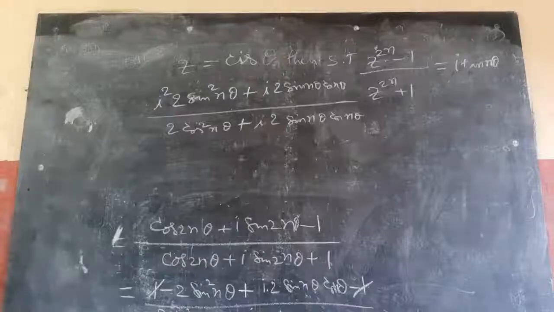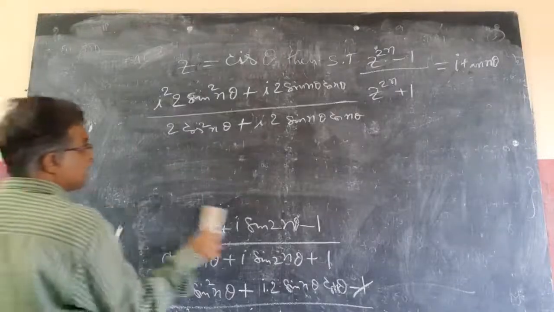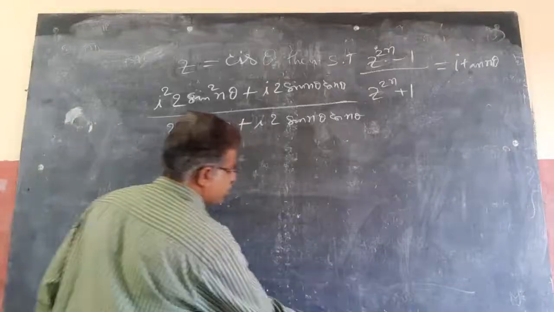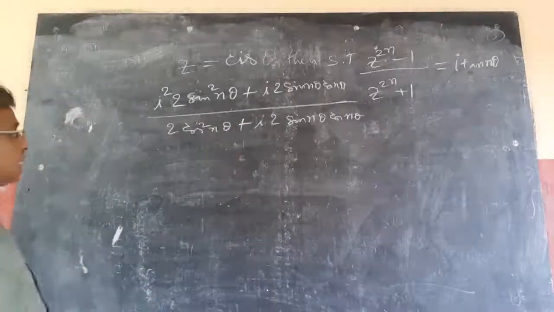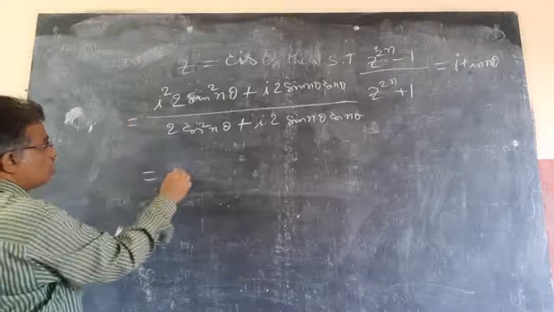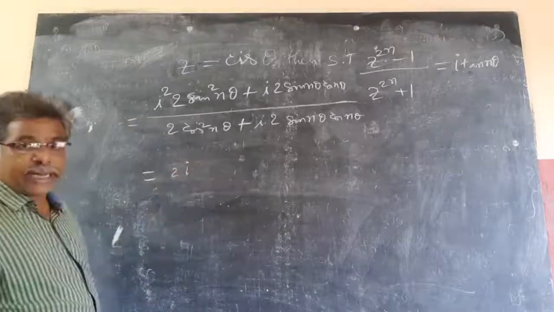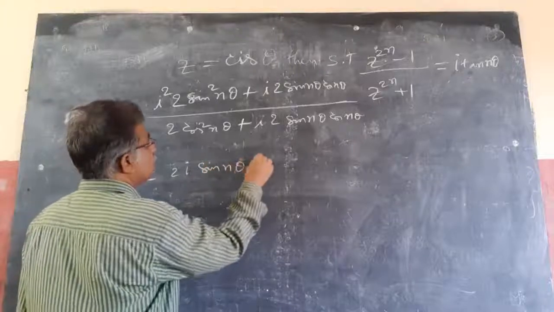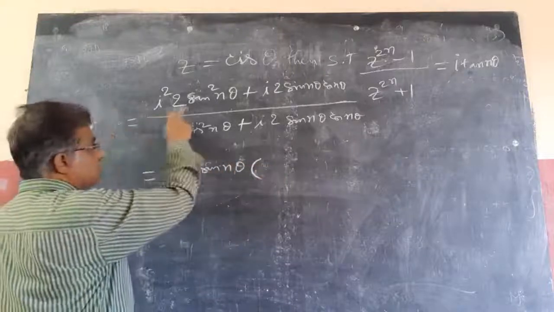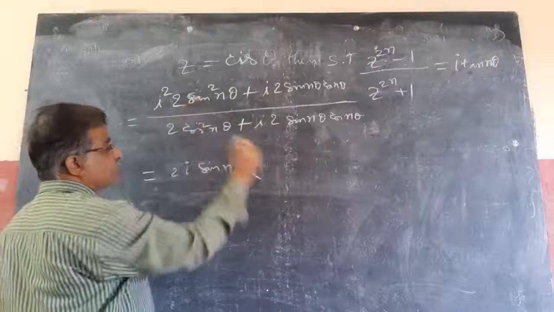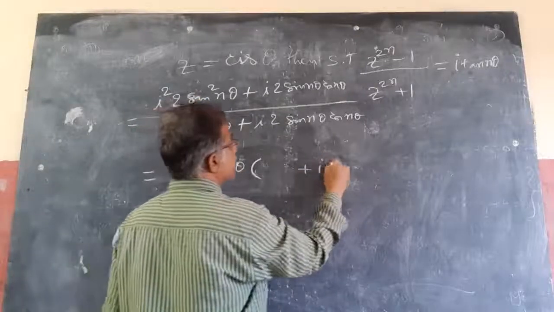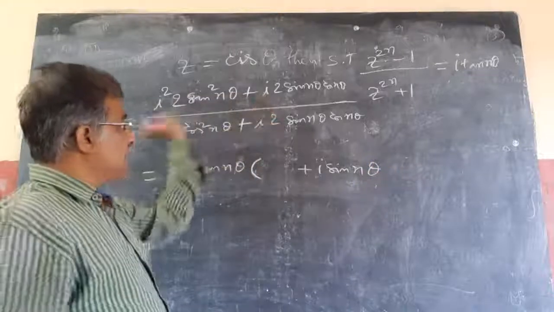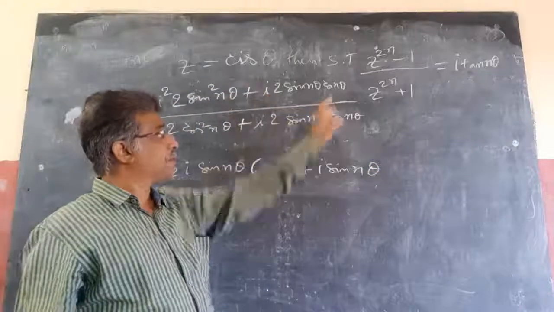Now from the numerator I can take 2i sin n theta common. So left out: 1, i gone, 2 gone, sin gone. One more left out is i sin n theta. And from here, 2 gone, sin n theta gone. Left out is cos n theta.